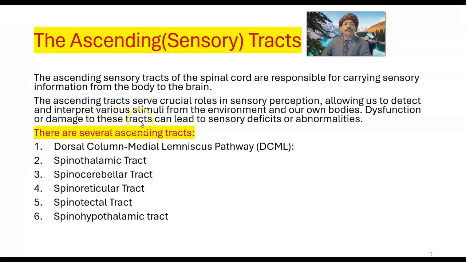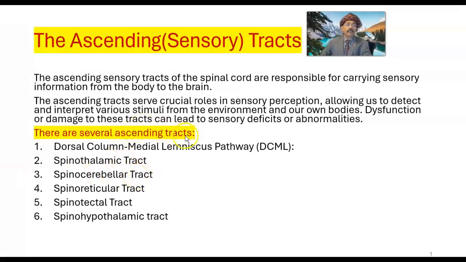Dysfunction or damage to these tracts can lead to sensory deficits or abnormalities like pain, touch, temperature, pressure, proprioception. One or multiple sensations may be damaged due to a lesion in the ascending tract. The ascending tract ascends, and the information goes from the periphery to the center, that is, to the brain. Suppose sensation from the skin goes to the brain through the ascending or sensory tract.